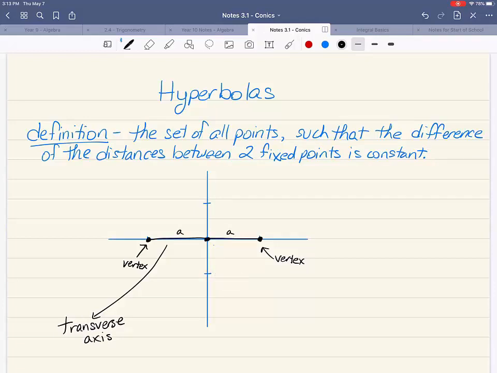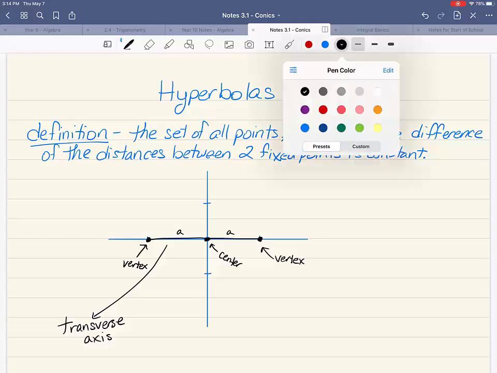The distance from the center, I'm going to go ahead and put the center in here, out to a vertex is a, just like it was on the ellipse. So those two things are similar. But the transverse axis is the line that connects the two vertices to each other. Okay, now the ellipse has two vertices, top and bottom, but the hyperbola does not. But there are some definitive points that you need to be aware of.